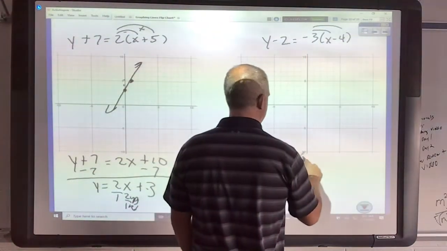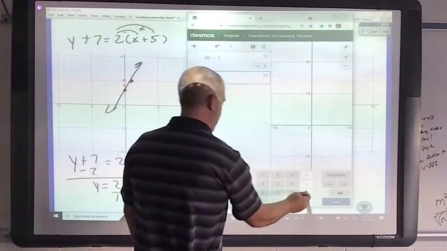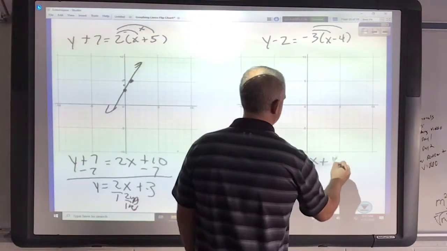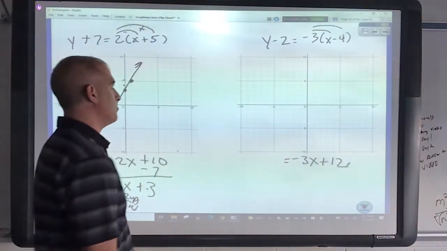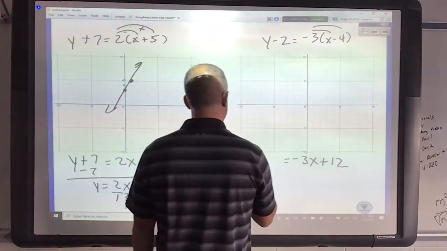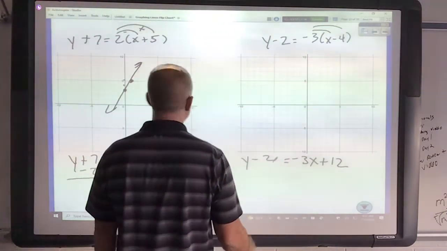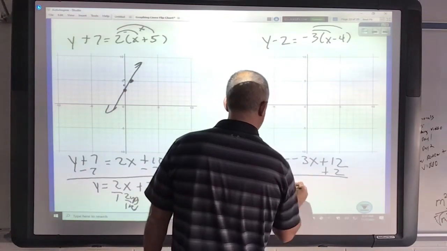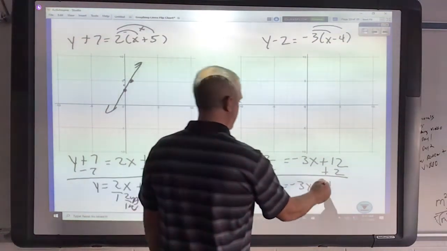Multiply these. -3 times x would be -3x. -3 times -4, +12. I made this too big. Y minus 2. So what I would have to do is add 2 and add 2, which would give me -3x plus 14.